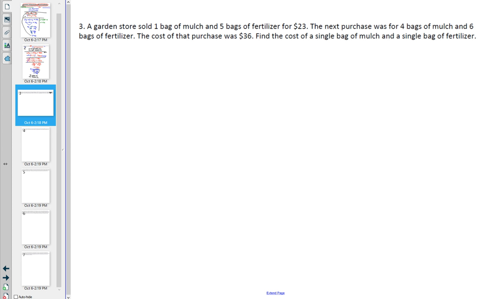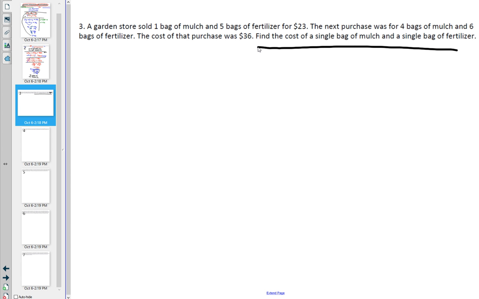Here, let's skip to the end. Find the cost of a single bag of mulch and a single bag of fertilizer. Okay, so what we're looking for now is cost. Cost is measured in dollars. So if I were to get a decimal here, would that be okay? Yeah, sure, because with money you can go all the way to the hundredths place. If you were to get a negative, would that be okay? Probably not, unless you go to the store and they give you money to take away mulch and fertilizer, that's not going to be good.